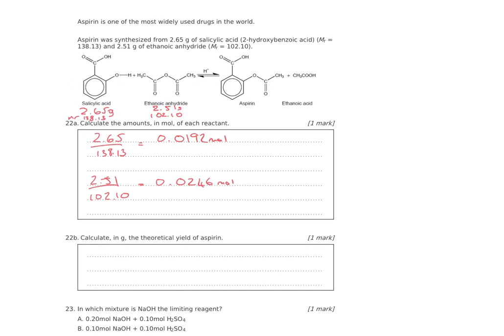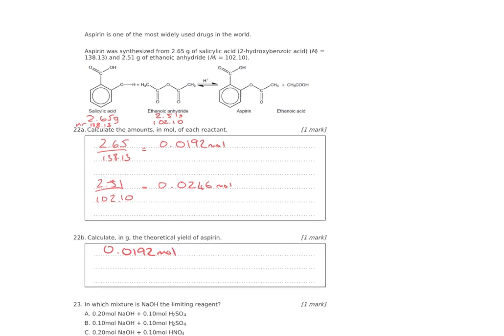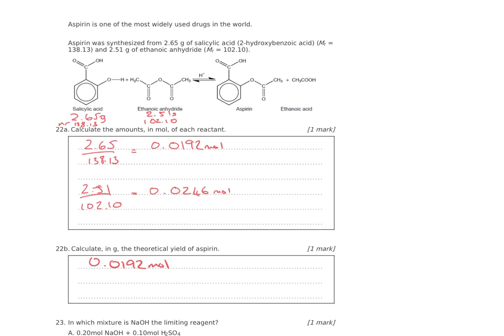So it should be a 1-to-1 molar ratio. So that means the salicylic acid is limiting, so we're going to use that. So it's going to be 0.0192 moles. Give us the MR of aspirin. So moles times by our RAM.